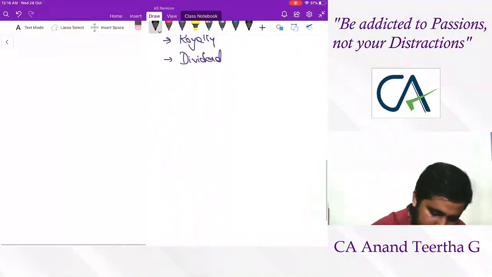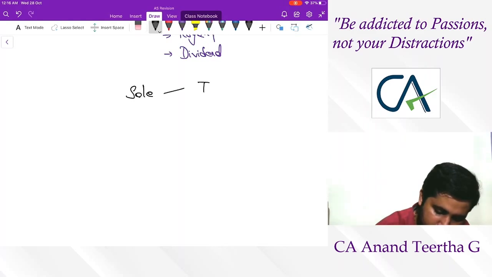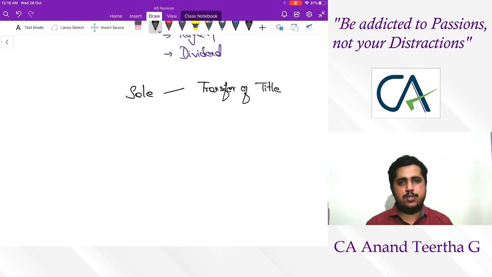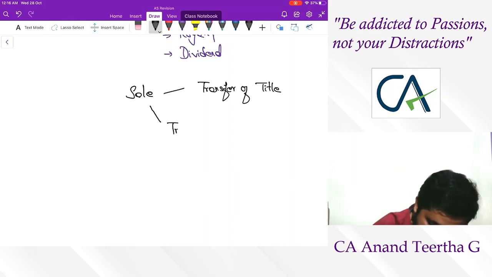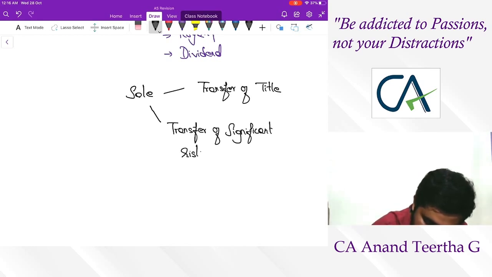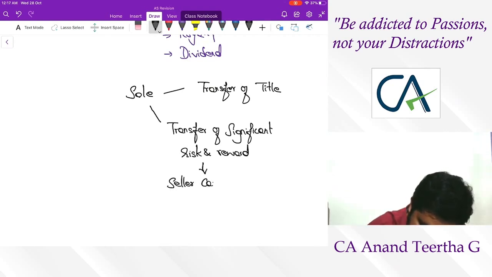Starting with sale: how should sale revenue be recognized? Number one, there has to be a transfer of title. The seller has to give up the title in the name of the buyer. Another very important element is the transfer of significant risk and reward. Later it continues that the seller cannot exercise any effective control.